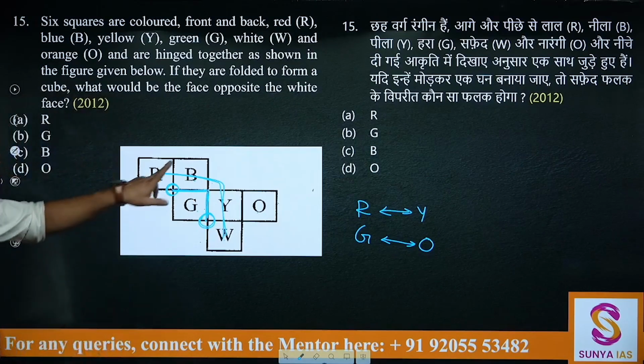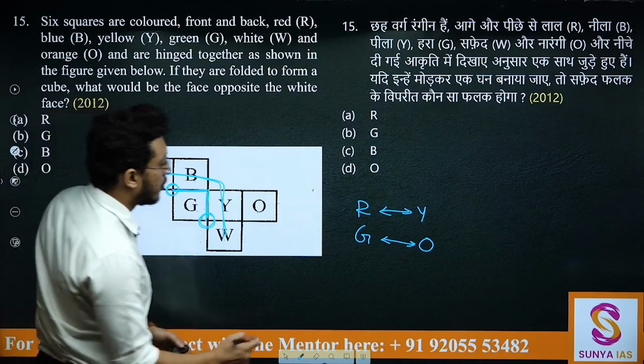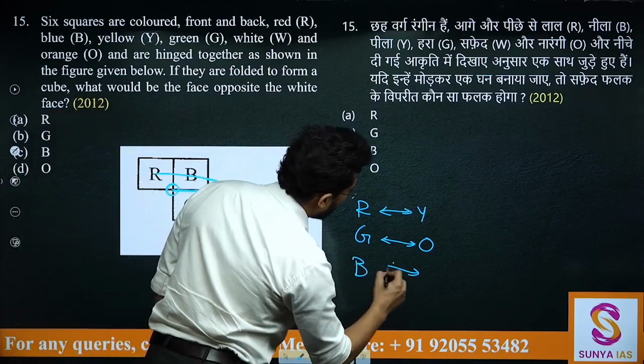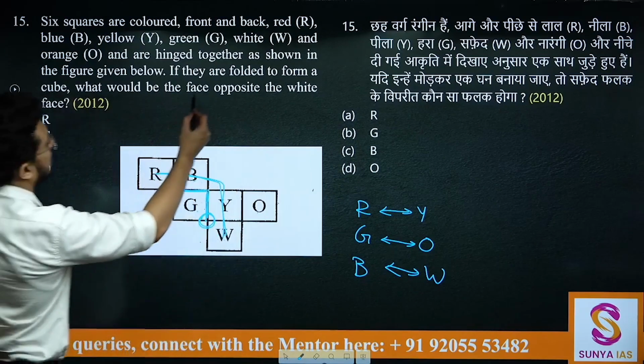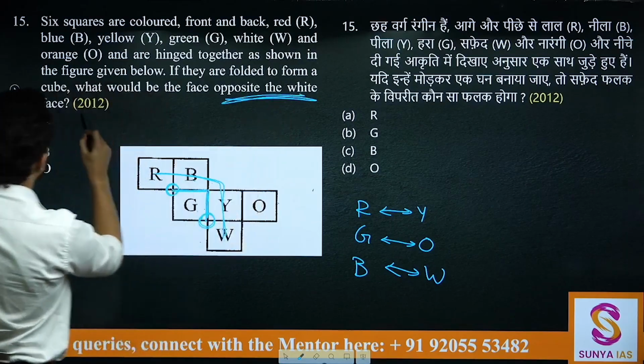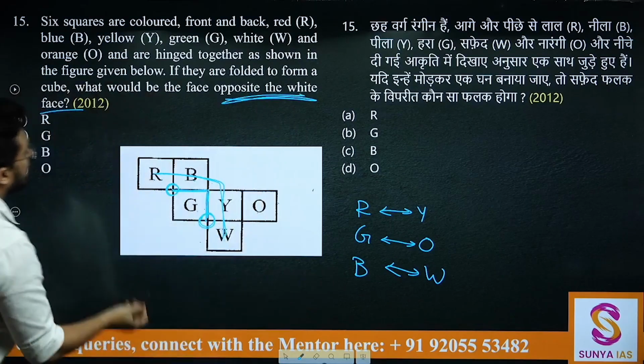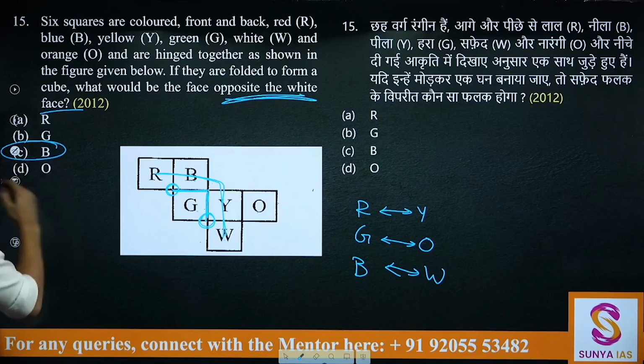So remaining you have b and w. So b and w will be opposite to each other. The question says, if they are folded, what will be opposite to the white face? I'll have b, blue, opposite to the white face.